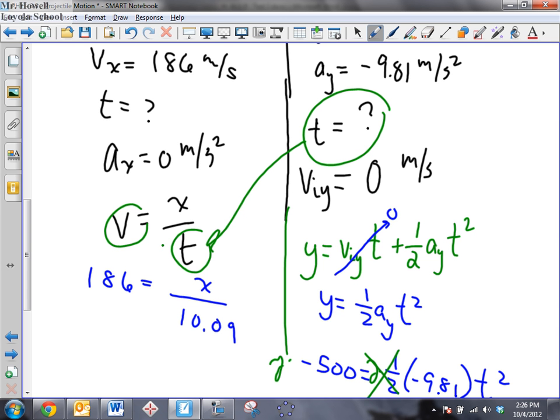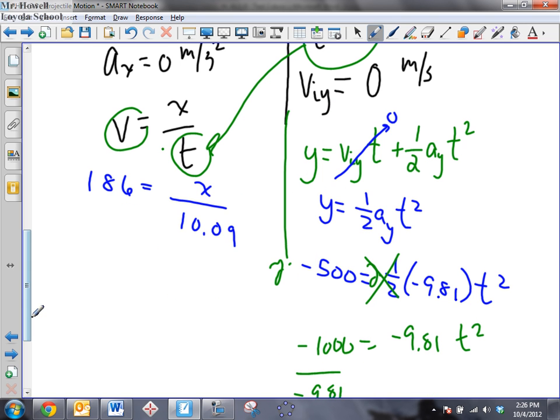Okay? So bring the 10.09 out by what operation? Multiplication. When you multiply 10.09 times 186, 1,876.74.